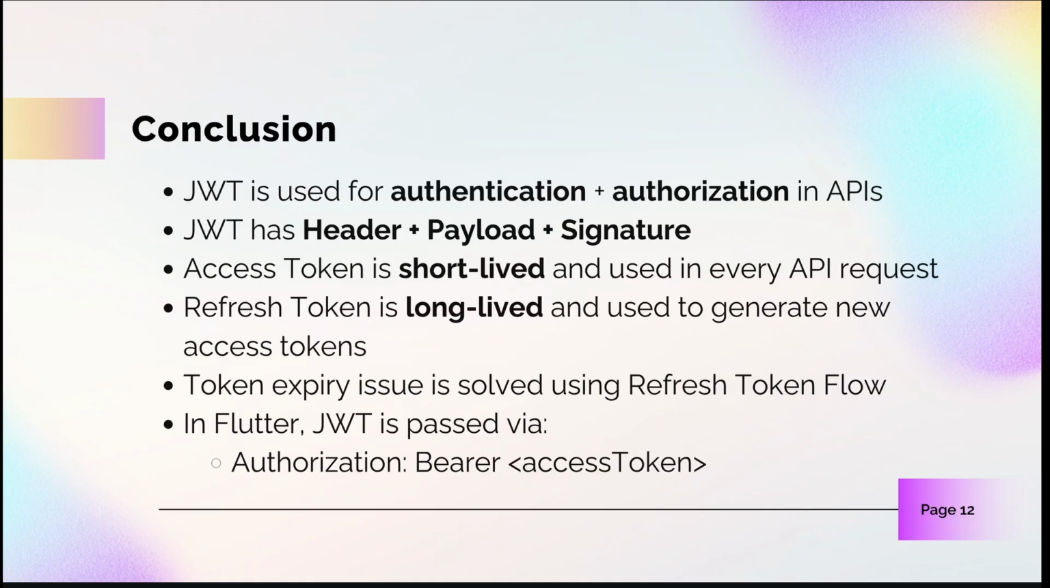So the conclusion is that JWT is used for authentication and authorization. JWT has three parts: header, payload, and signature. The access token has a short life, and the refresh token has a long life. We have also seen the token expiry issue, and how we pass the JWT inside Flutter.